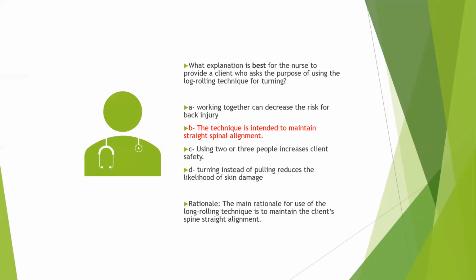So my key topic here was what? Log rolling. And it's always important because log rolling is for patients that we think might have a what? C-spine injury. And remember, part of that C-spine innervates my main muscle of breathing, respiration, my diaphragm. That's why the log rolling technique is intended to maintain straight spinal alignment. Okay, very important.